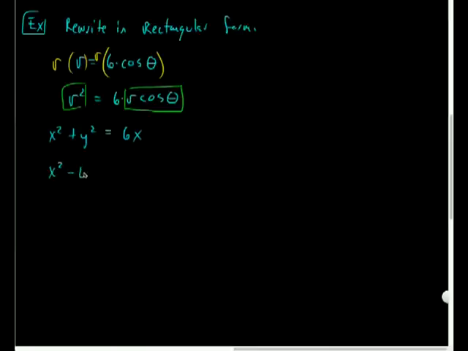x squared, well, actually it would be plus y squared first, wouldn't it? Minus 6x equals 0. And then you could even go on to write that in standard form if you want, to group the x's, complete the square, etc. But yeah, so we're able to rewrite in rectangular form.